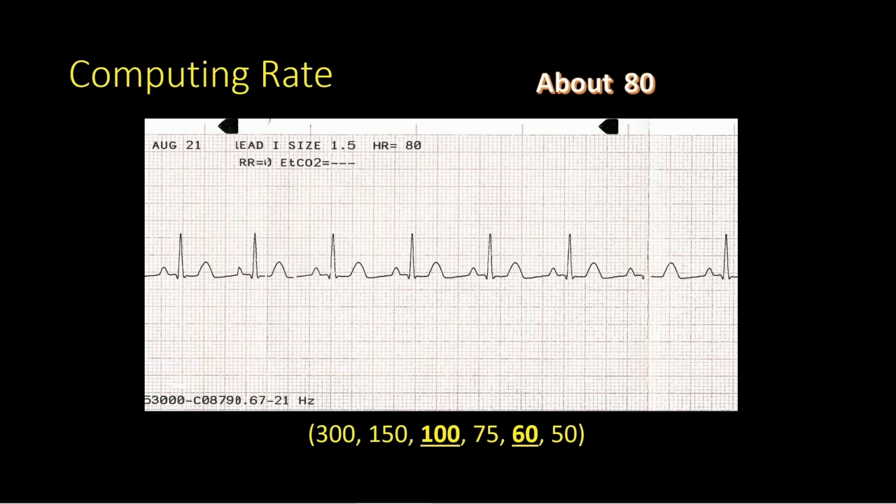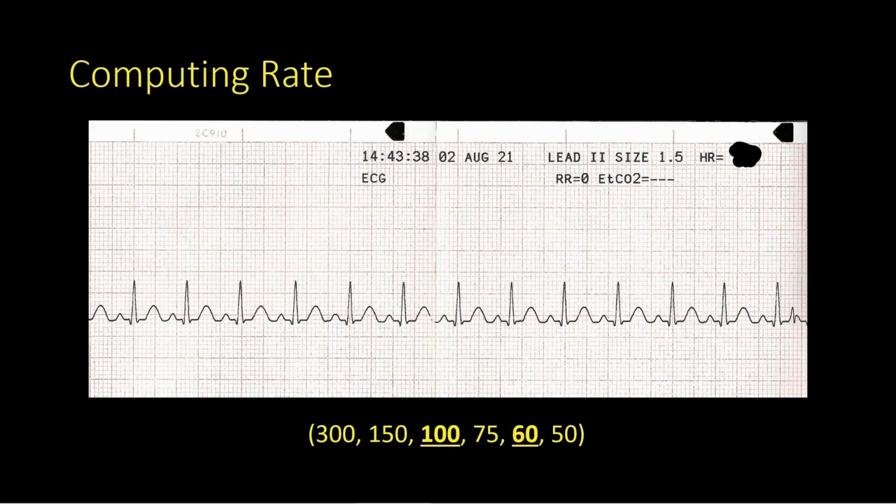If we went from, let's see, this one right here, on this P wave, we could say, okay, 300, 150, 100, and it's a little bit before that, so again, about 80 beats a minute. So there's your countdown rate or your 6-second count, either way. Let's try it on another one.